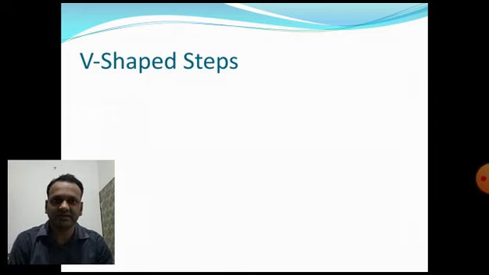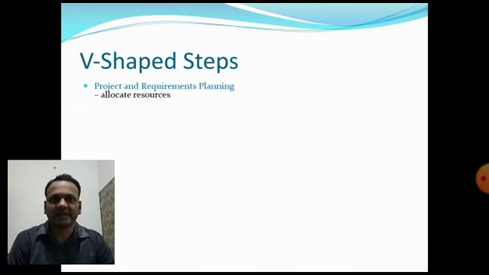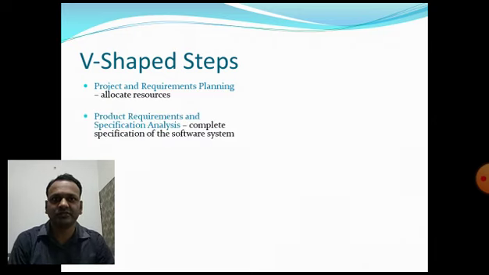In the verification and validation model, a number of steps are available, like the project and requirement planning phase. This is the first phase of the V-shaped model. In this phase, we allocate all kinds of resources required for the software development, in terms of human resources and project requirement resources. We also plan how we are going to gather the requirements from the particular customers. We plan everything in the first phase of the V-shaped model.